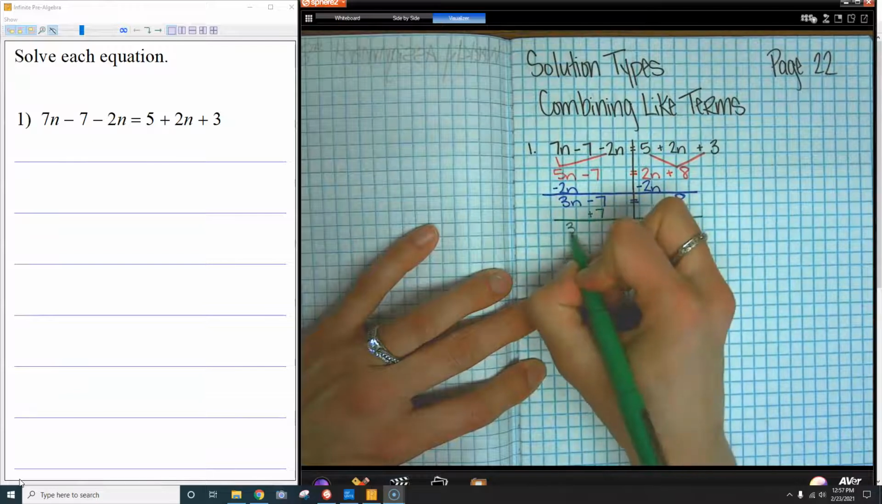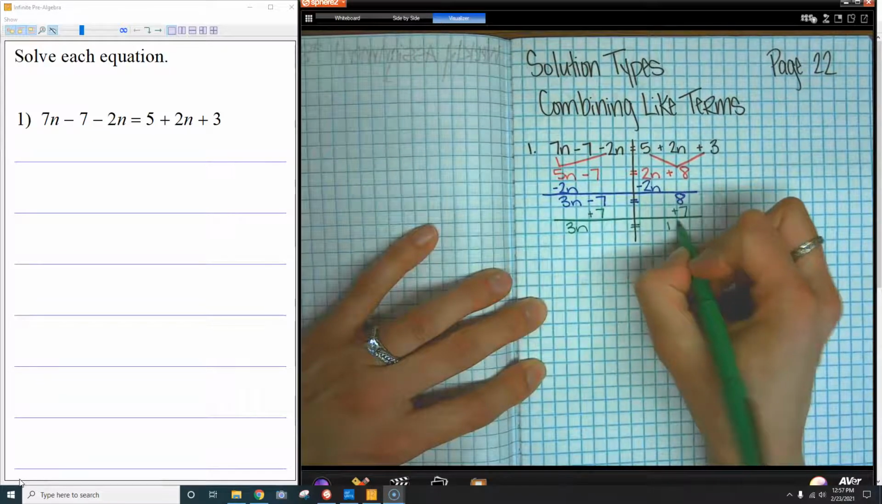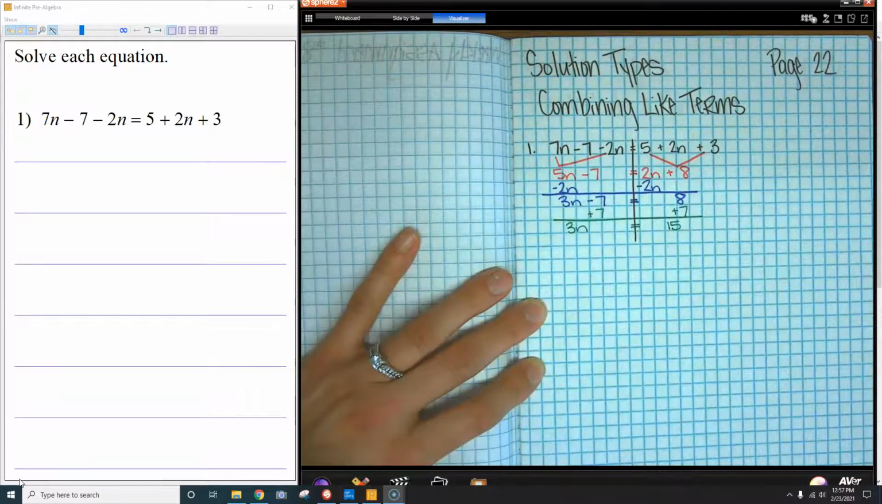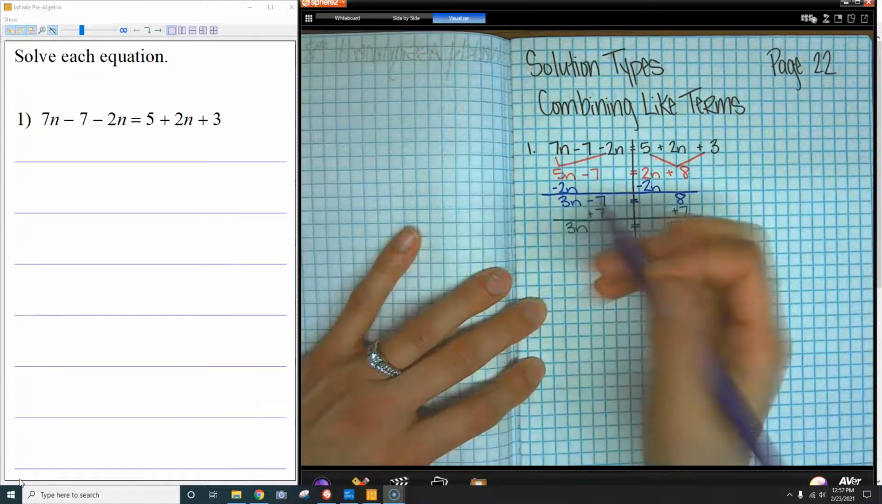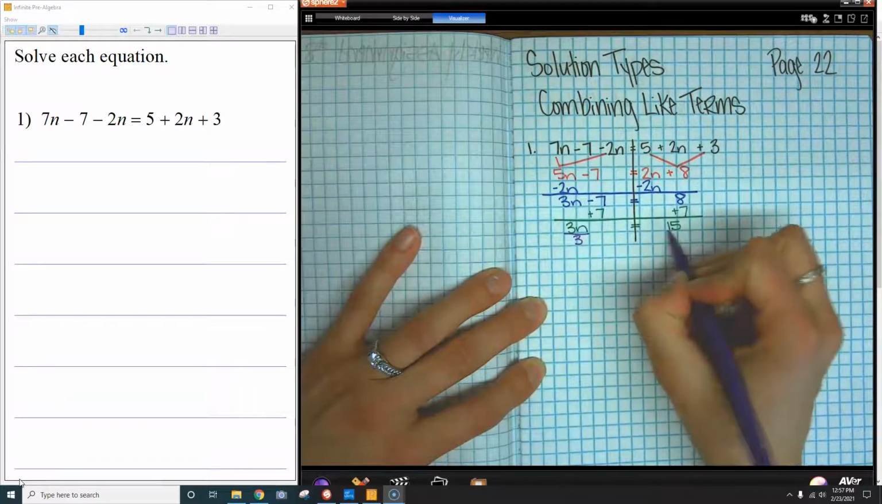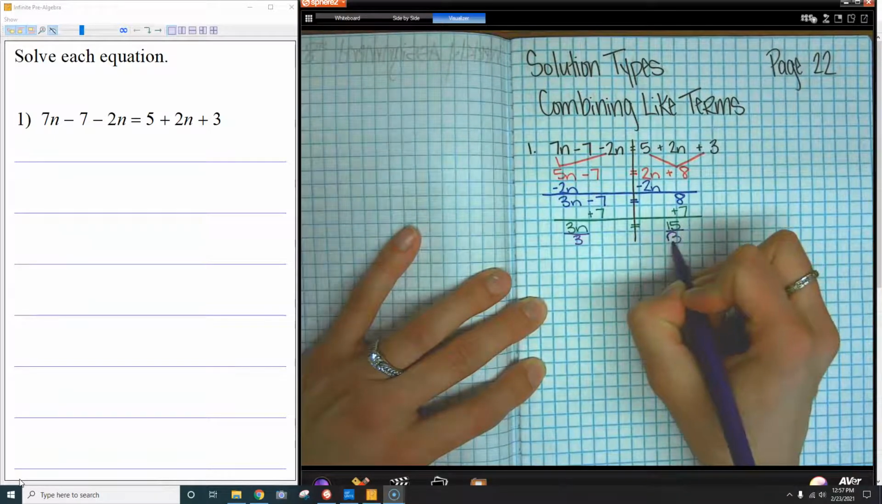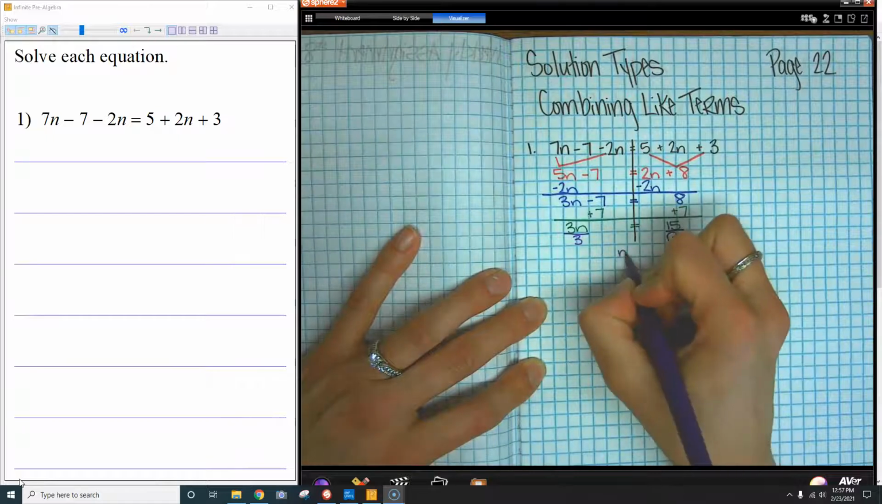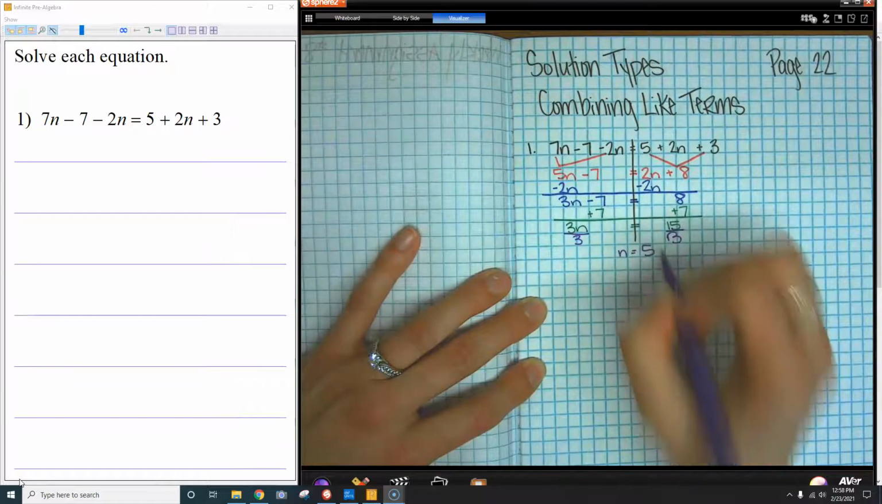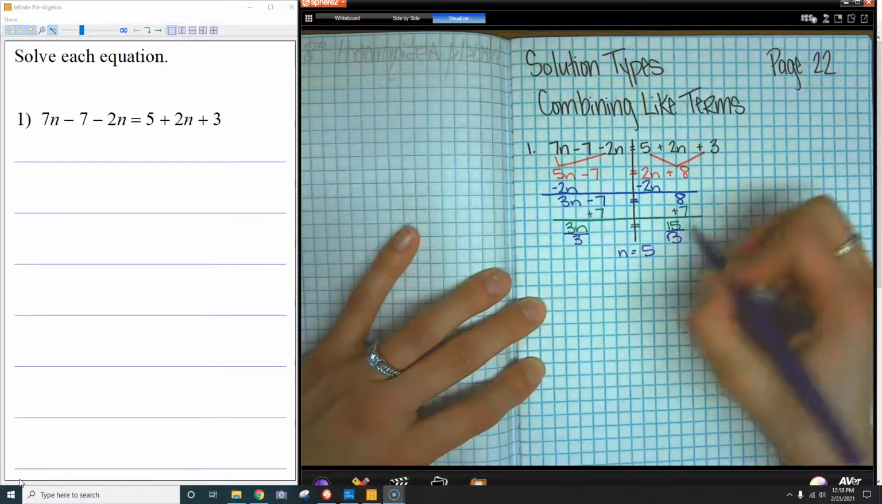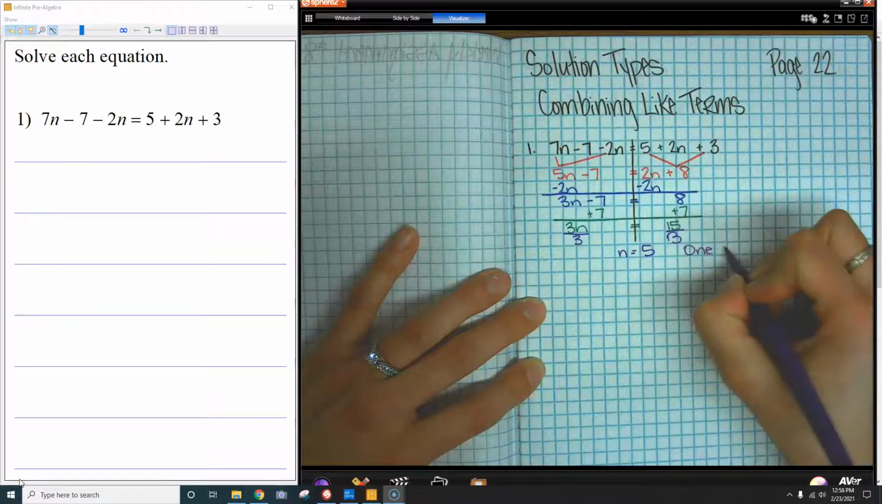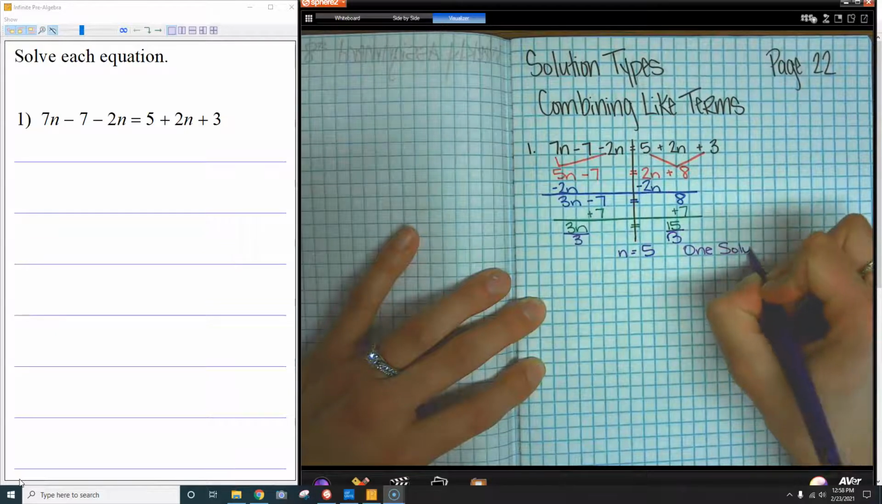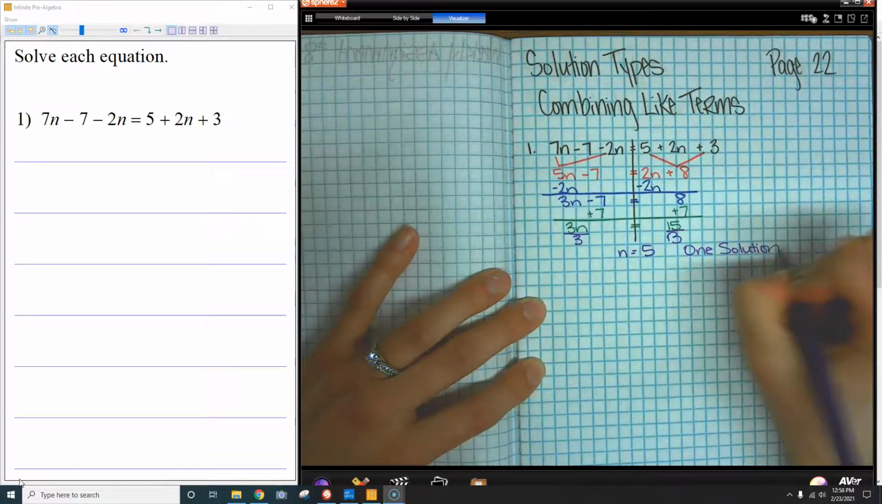I get 3n equals 15. And then that last step is to divide both sides by 3 because it's with the variable. So I divide by 3, and I get n equals 5. So this is an example of one solution. And the one thing that would keep them balanced is n equals 5.